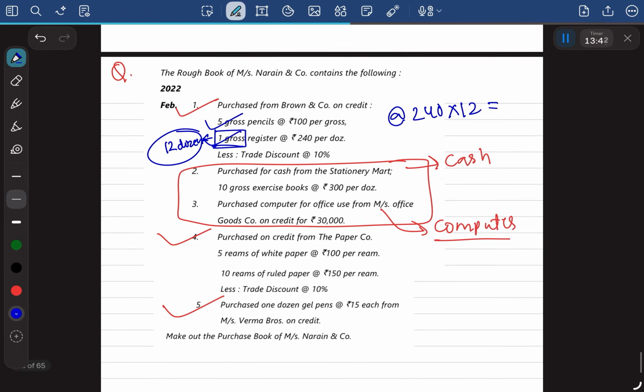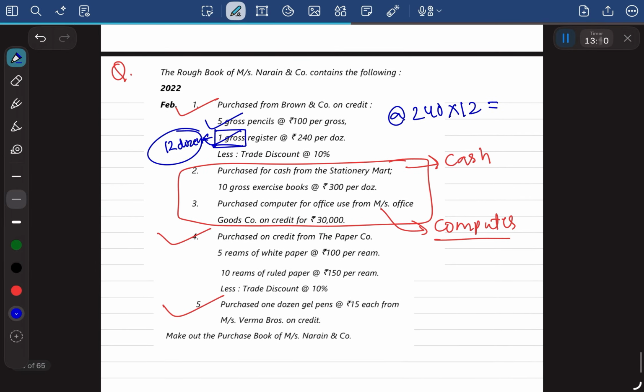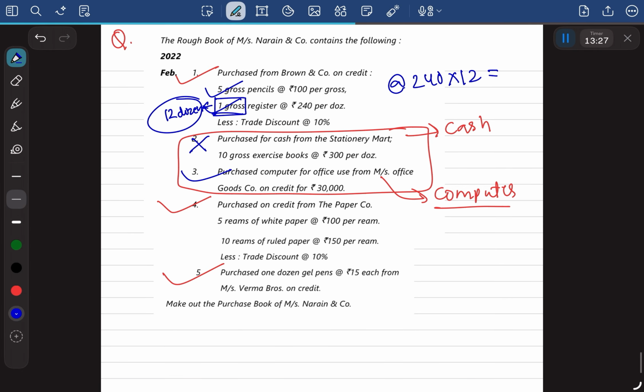So now I recorded this. We don't have to record this transaction because it is a cash transaction, और in purchase book अपन को सिर्फ credit transactions record करना है. And then we have purchase computer, we will generalize it.